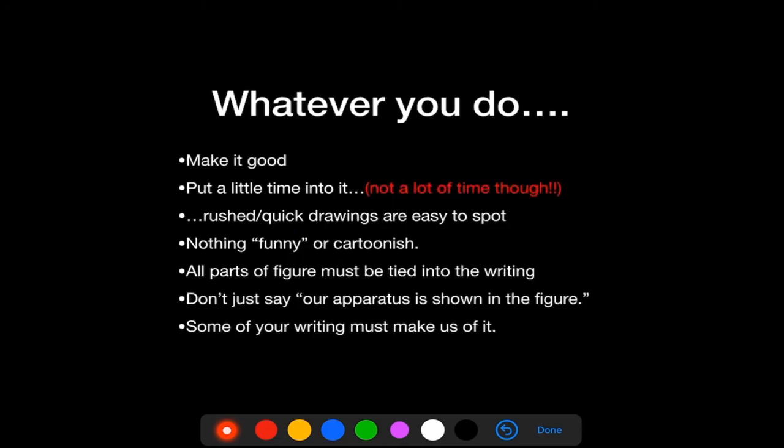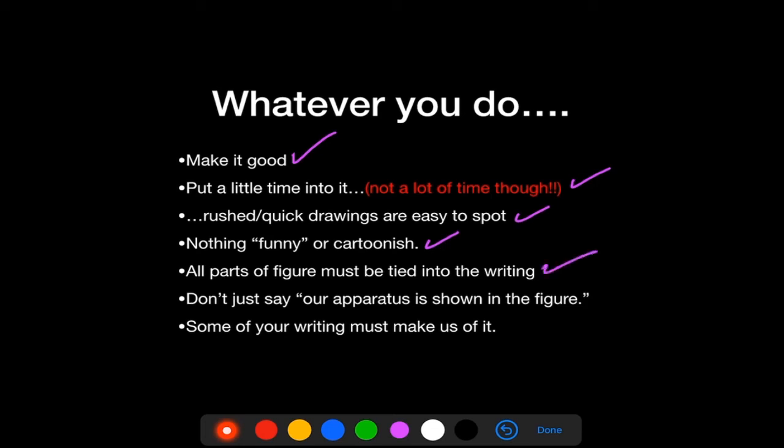Okay, so whatever you do with your figure, make it good. Put a little time into it, but not a lot of time. I know that we're doing this on a week-to-week basis, so I don't want anyone spending 60 hours on a figure, but I don't think it takes that long to make something look nice. These rushed and quick drawings are really easy to spot. They're not going to do well. Please don't do anything funny or cartoonish, nothing hand-drawn, anything like that.